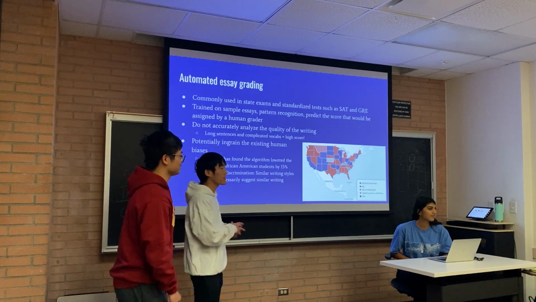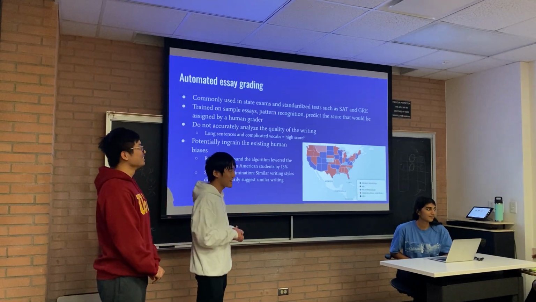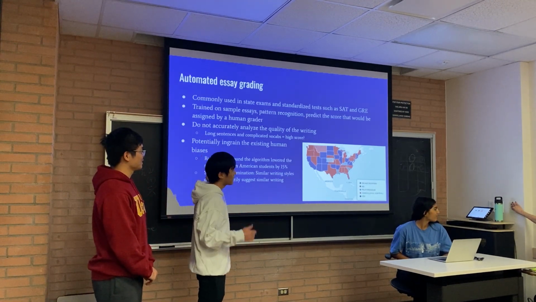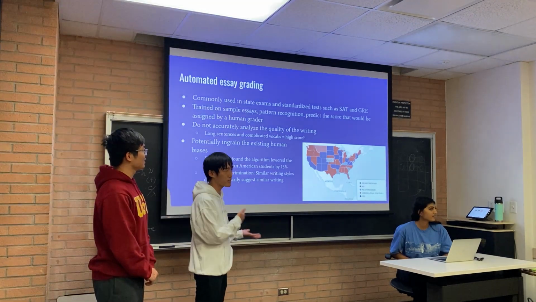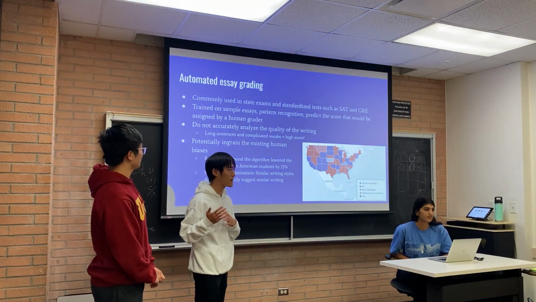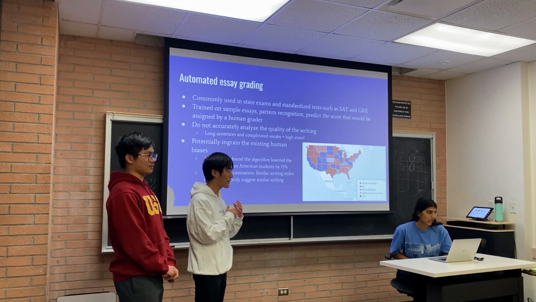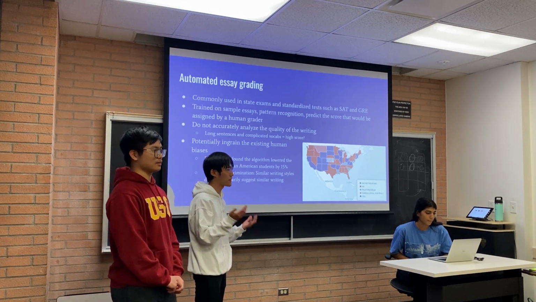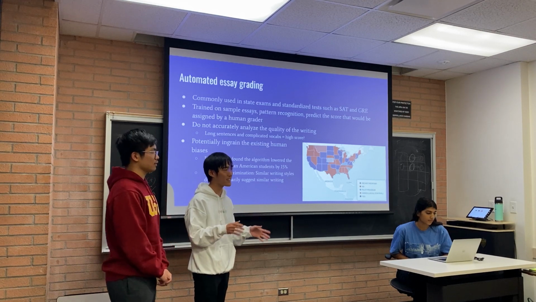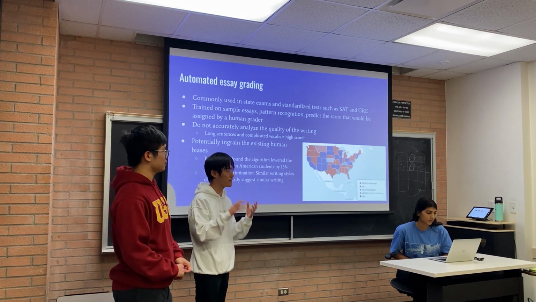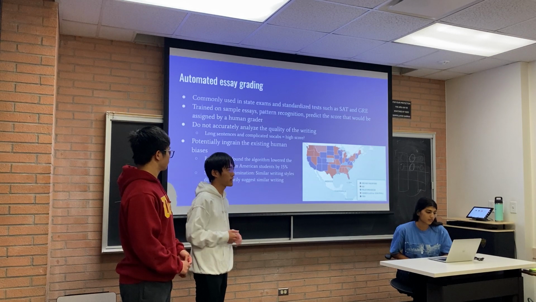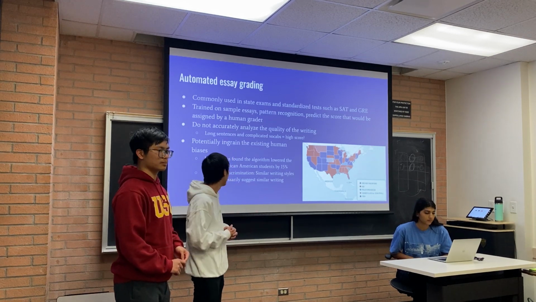And there are a lot of problems. The first one is that the AI maybe cannot accurately reflect people's writing ability. Some people figure out how the algorithm works, so they just put in complicated sentences and complicated words, and they get a very high score, although you don't know what they're writing about.